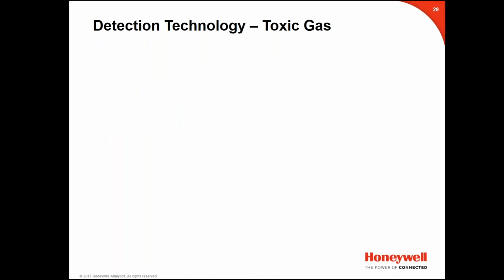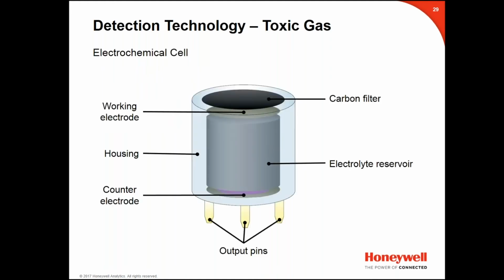Okay, we have an advanced design of electrochemical cell. This is the one that I just spoke about, where we have a single carbon filter, which is also a hydrophobic membrane. So the molecules will diffuse into the electrochemical cell one at a time. As they are in the electrolyte reservoir, that's where we're going to get our ion migration from the counter to the working electrode. And then, of course, we can measure that current change using the output pins.